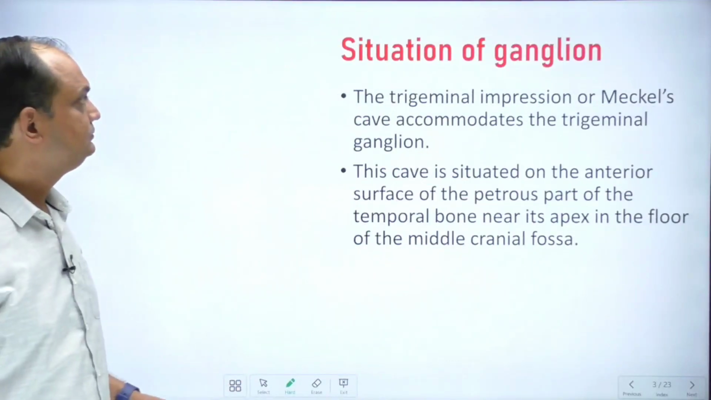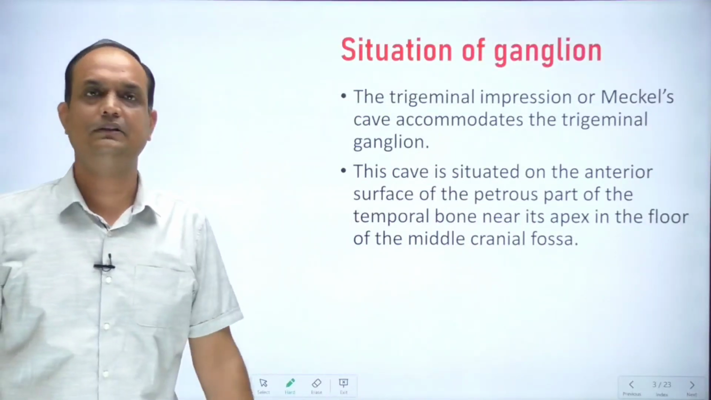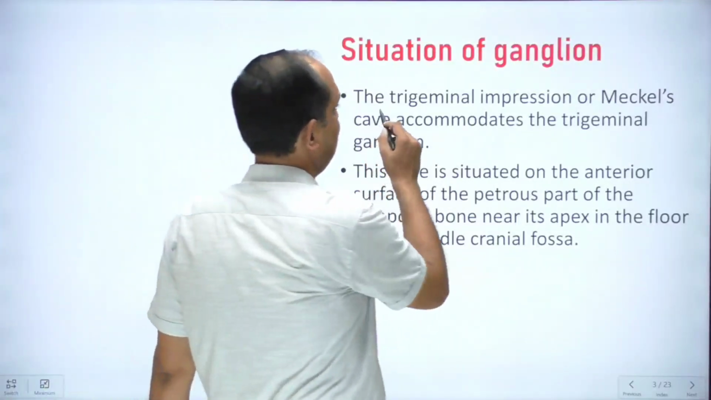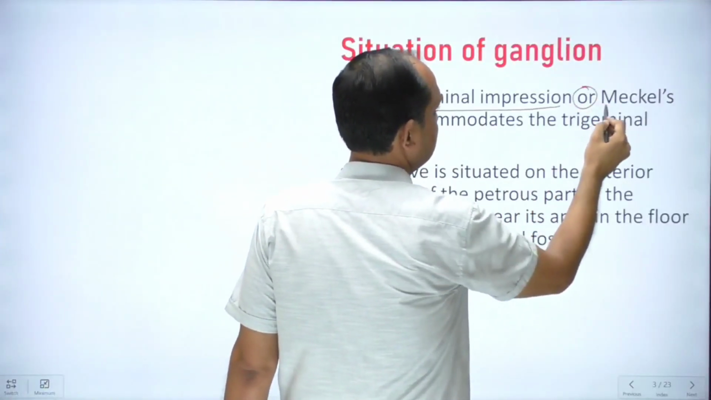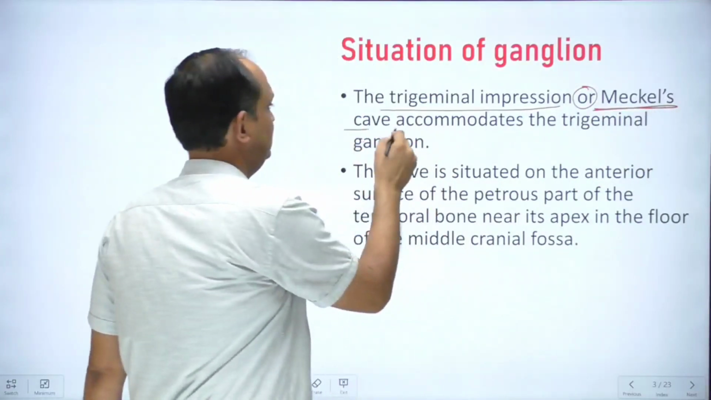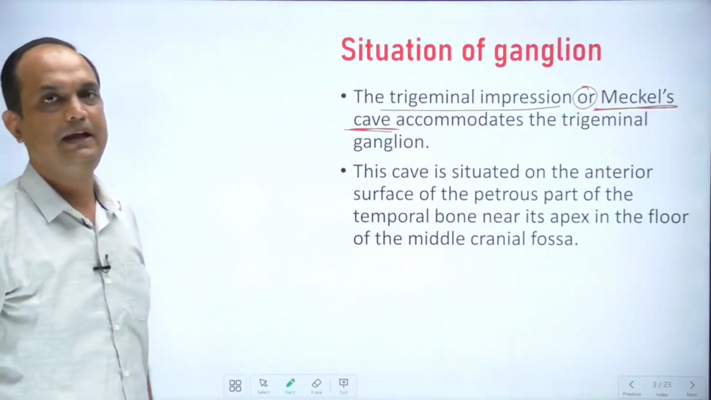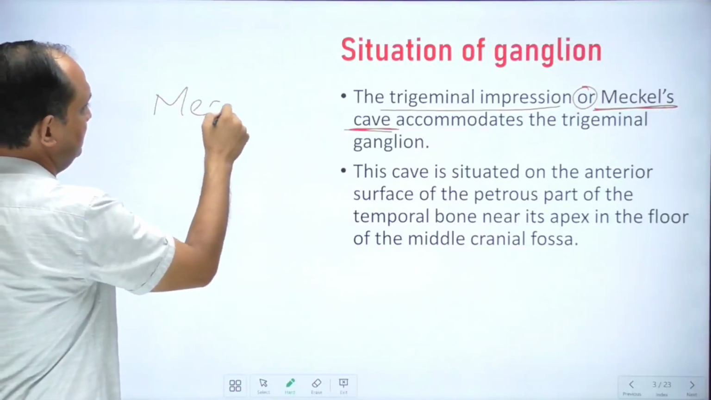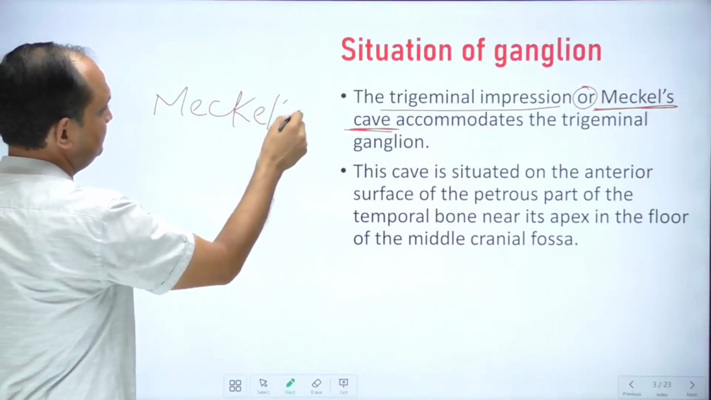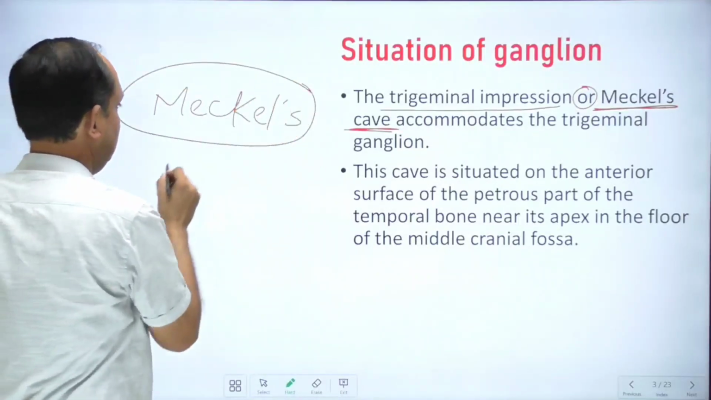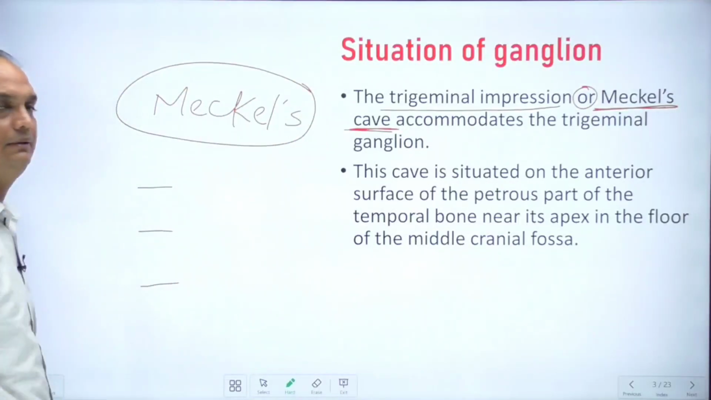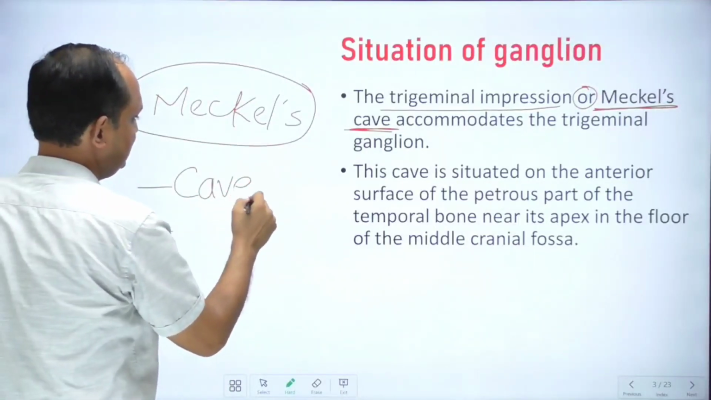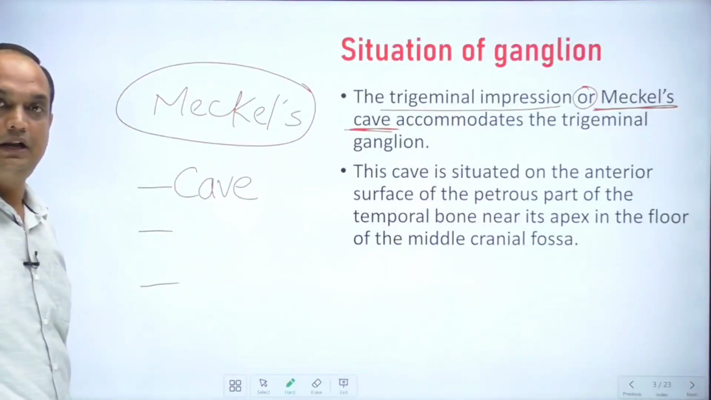Clear? Now what is the position of this trigeminal ganglia? The trigeminal ganglia is present in the trigeminal impression, which is known as Meckel's cave. Now here is a very important question: where do you hear the word Meckel's? In anatomy there are three things related to Meckel. One is known as Meckel's cave, which we are learning today.